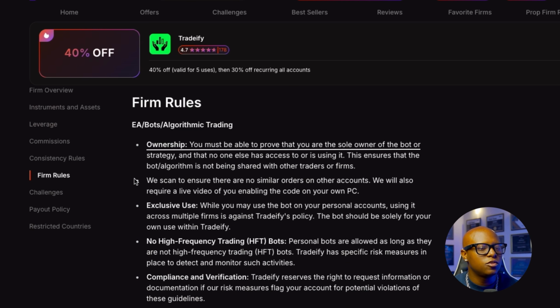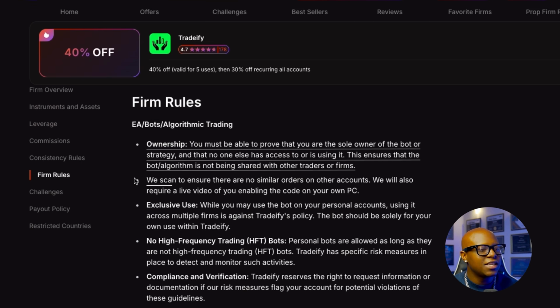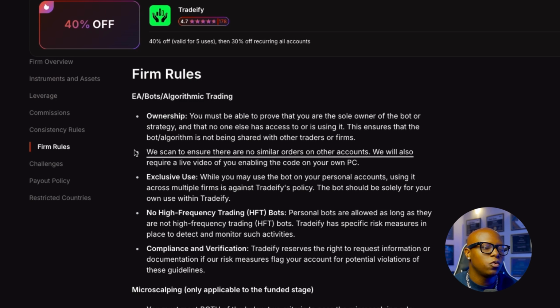Ownership: you must be able to prove that you are the sole owner of a bot or strategy and that no one else has access to it or is using it. That ensures that bots/algorithms are not being shared with other traders or firms. They scan to make sure that there are no similar orders on any other accounts, and they will also require a live video of you enabling the code on your PC.